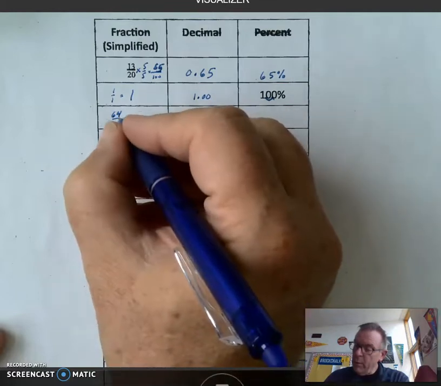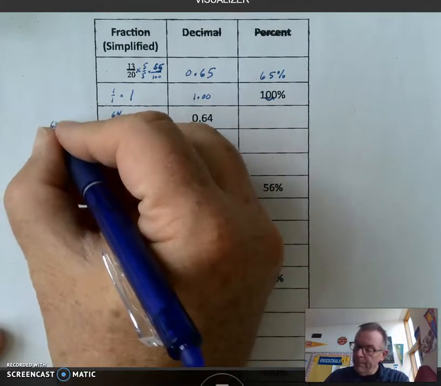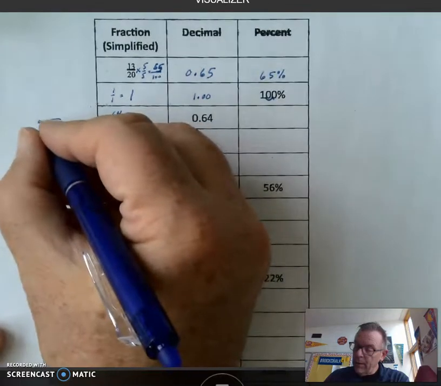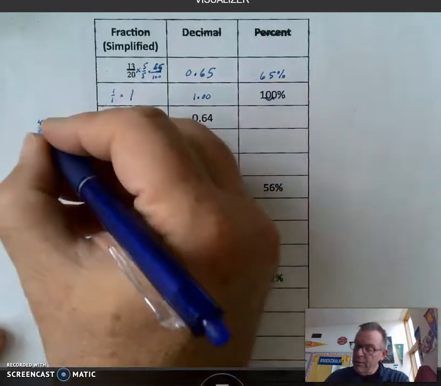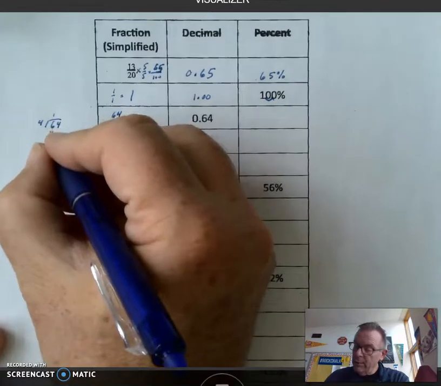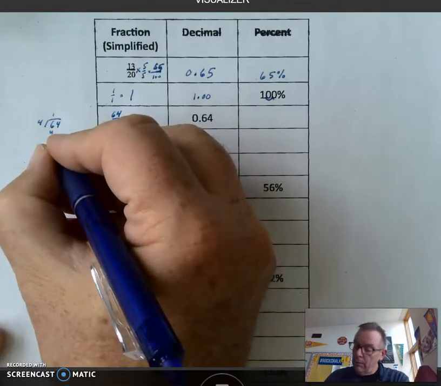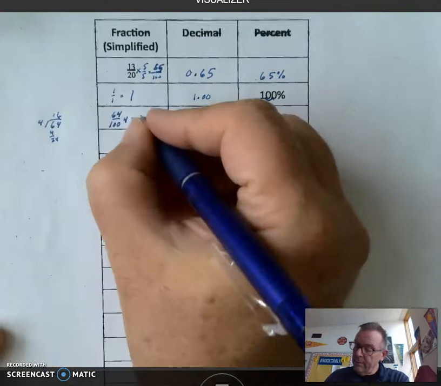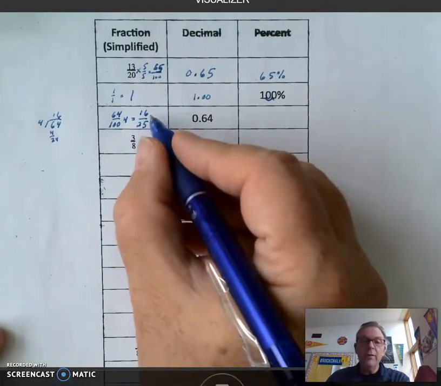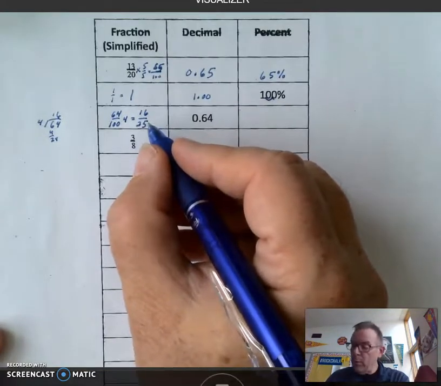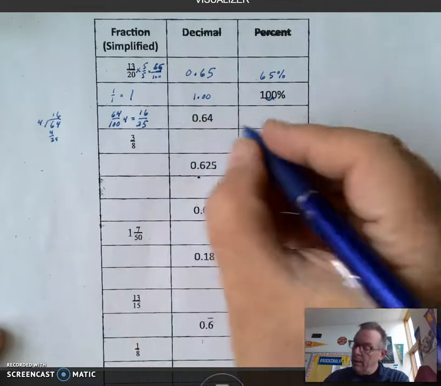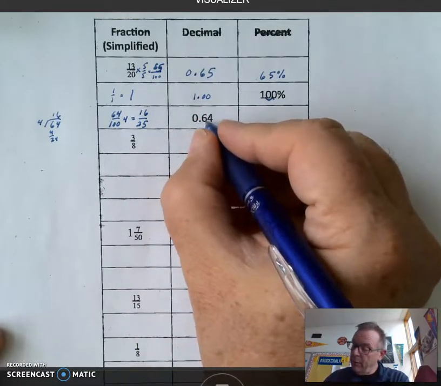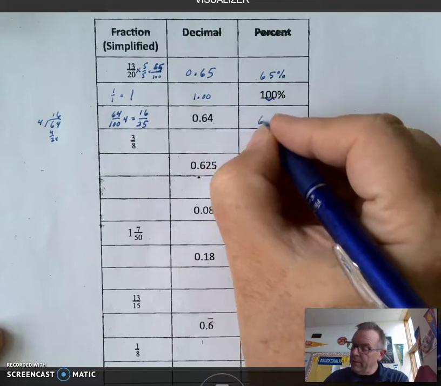If I do 4 into 64, do the work out to the side if we need to. So 4 into 6 is 1 time. 24, 16. So can I reduce 16 25ths? Nope. It's as far as we go. Convert my decimal into a percent, multiply it by 100, 64%.